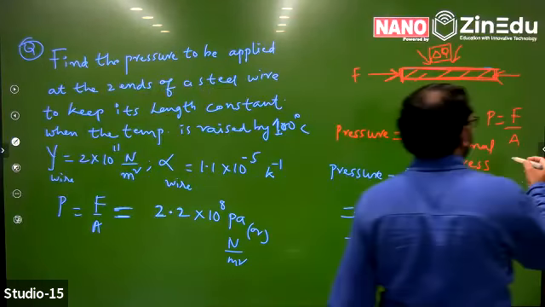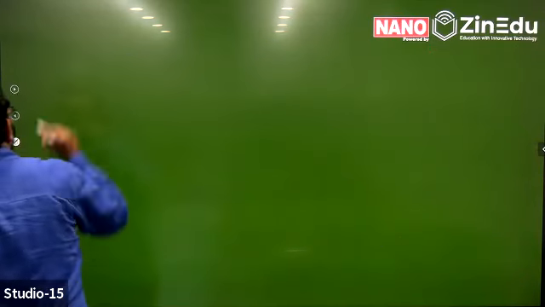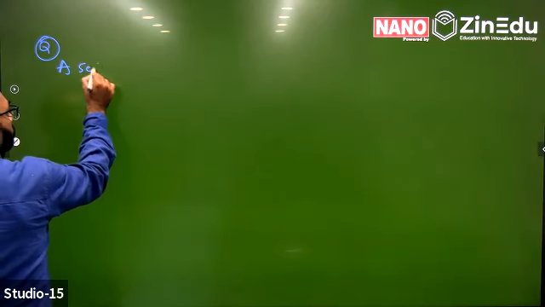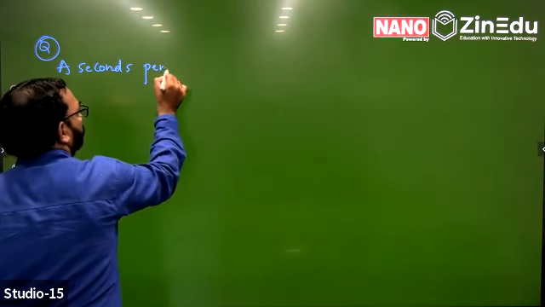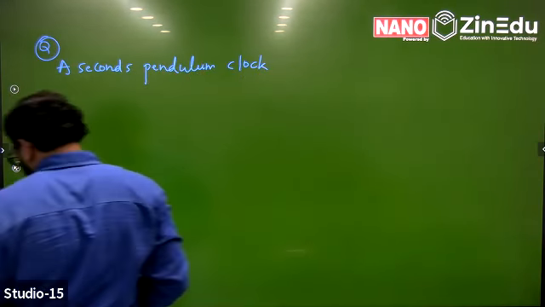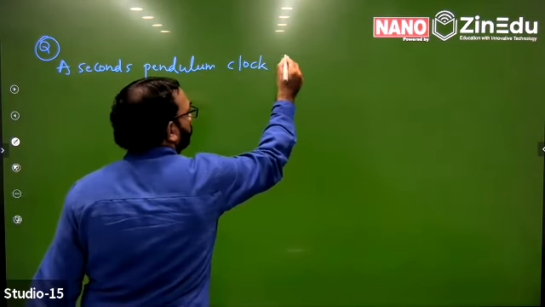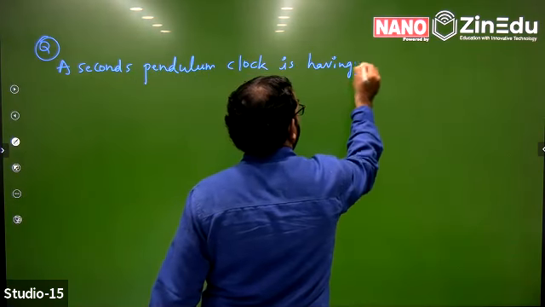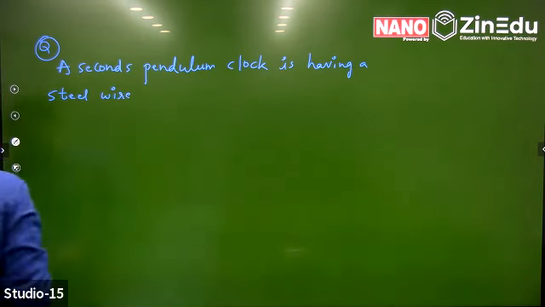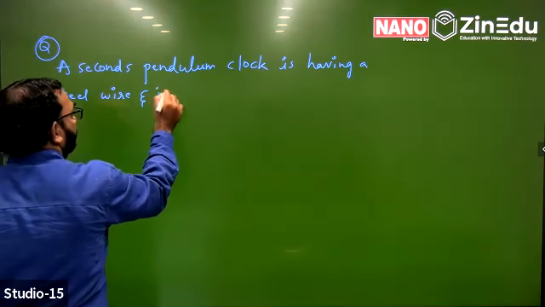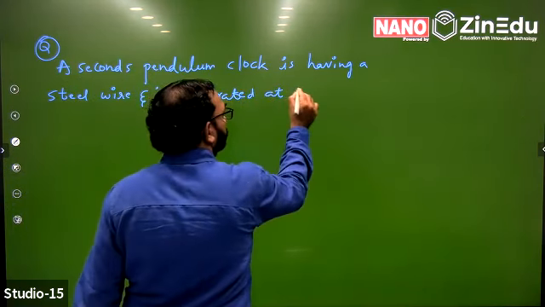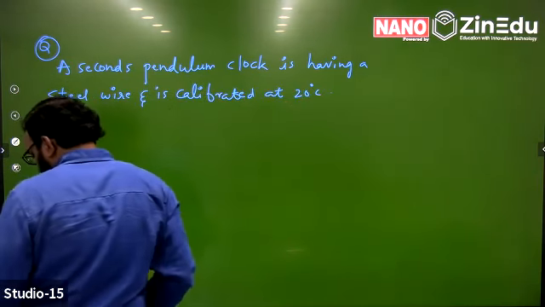Next question. A second's pendulum clock is having a steel wire and is calibrated at 20 degrees Celsius.